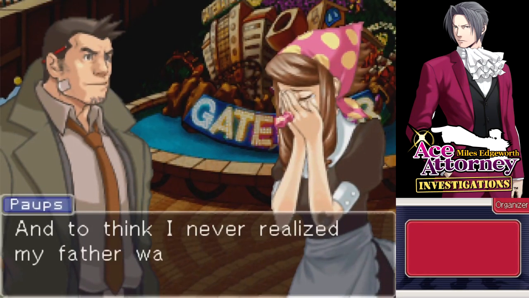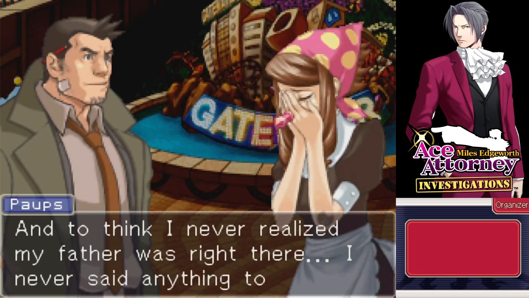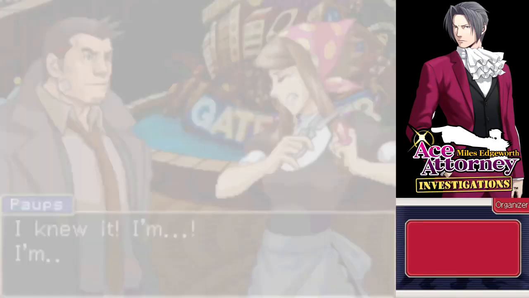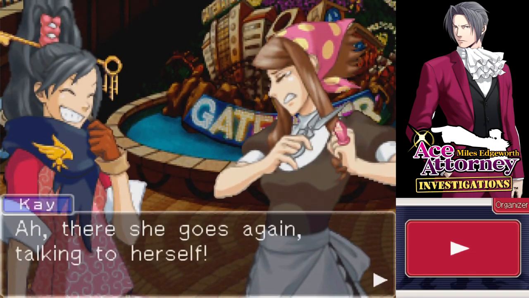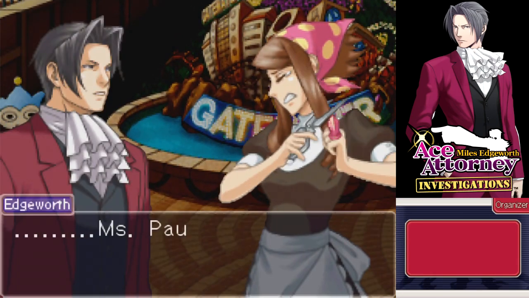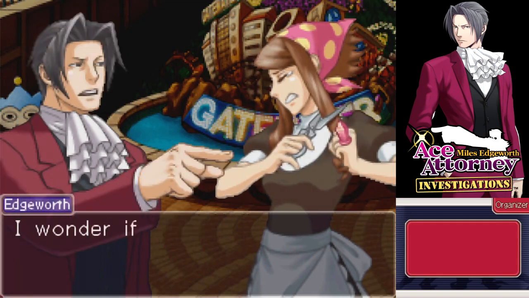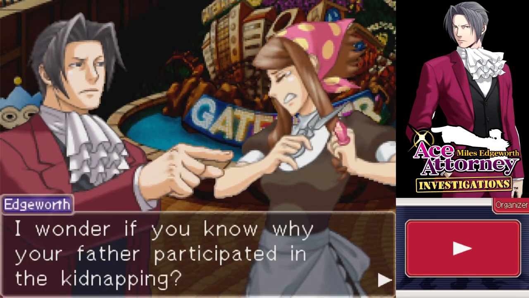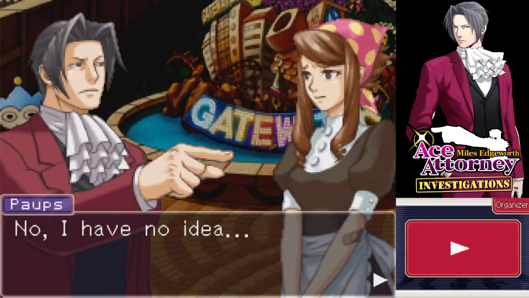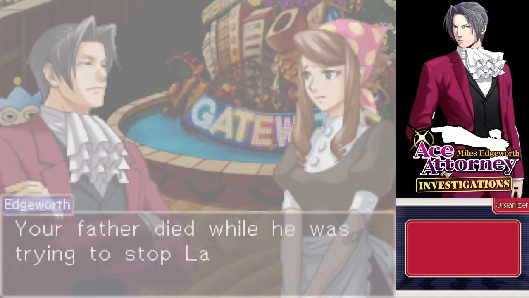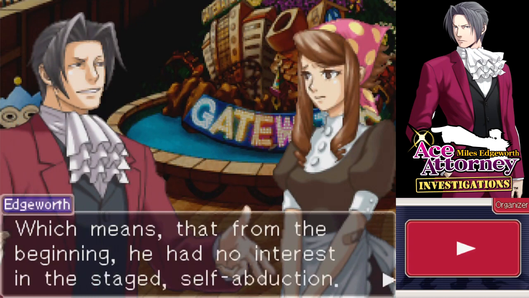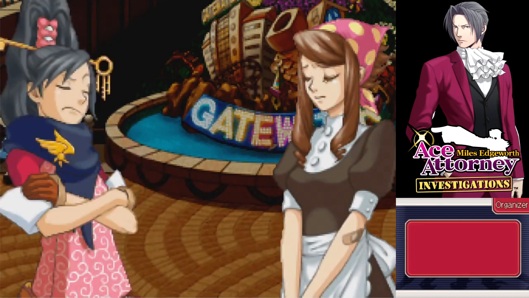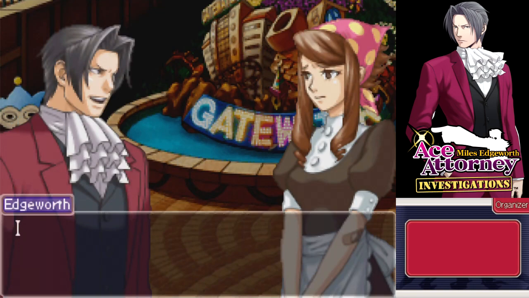And to think I never realized my father was right there. I never said anything to him. I knew it. I'm a failure. There she goes again, talking to herself. What a psychopath. Miss Pops, I wonder if you know why your father participated in the kidnapping? No, I have no idea. Your father died while he was trying to stop Lance, which means that from the beginning he had no interest in this staged self-abduction. Wait, then why did he?